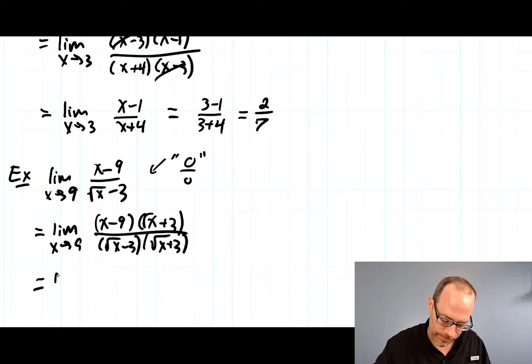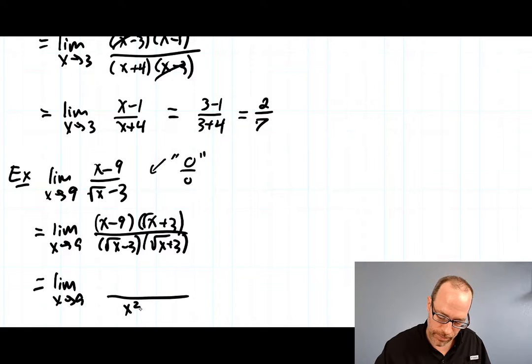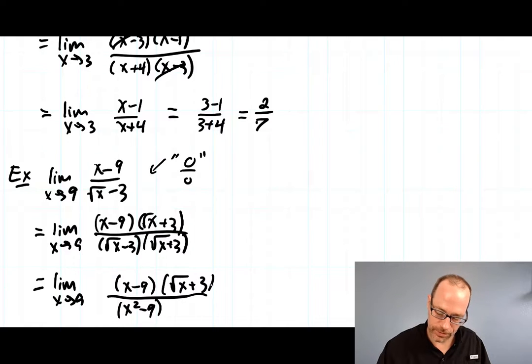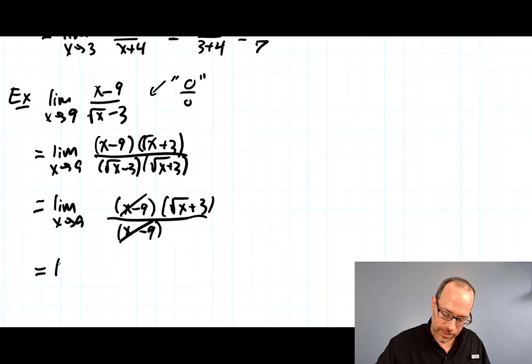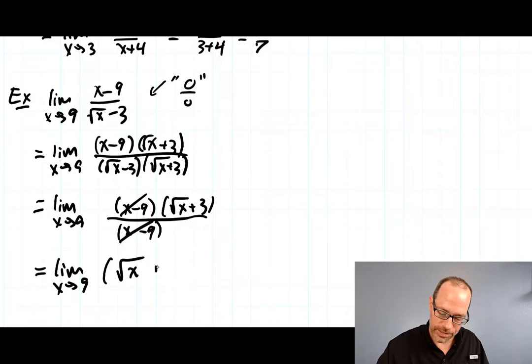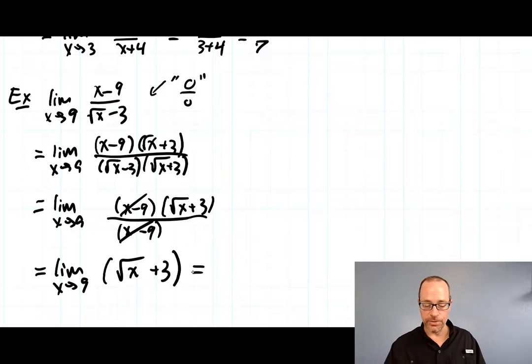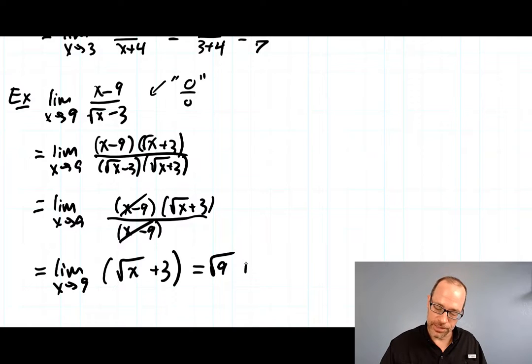So multiply the top and the bottom by the square root of x plus 3. And then the bottom will be x minus 9. So that's good news. Looks like we got some canceling going on. So it's the limit as x goes to 9 of the square root of x plus 3. Again, this is just continuous. You can plug in square root of 9 plus 3. So 6.